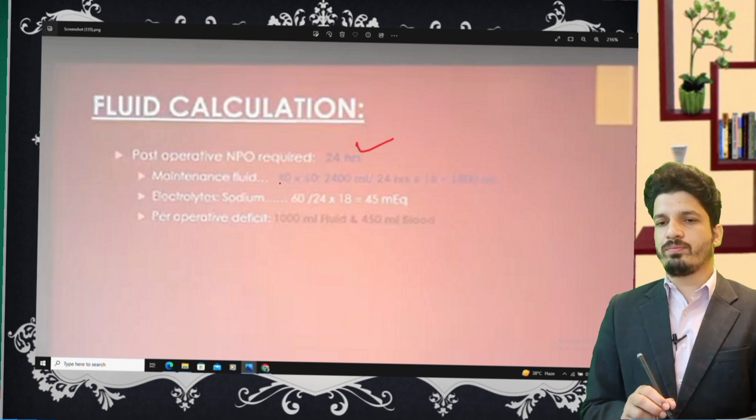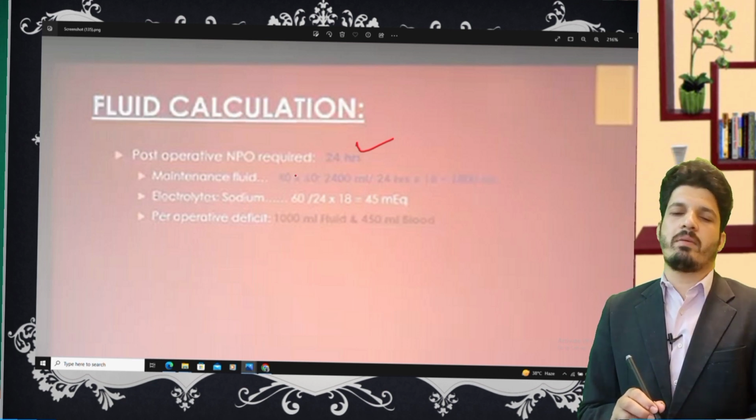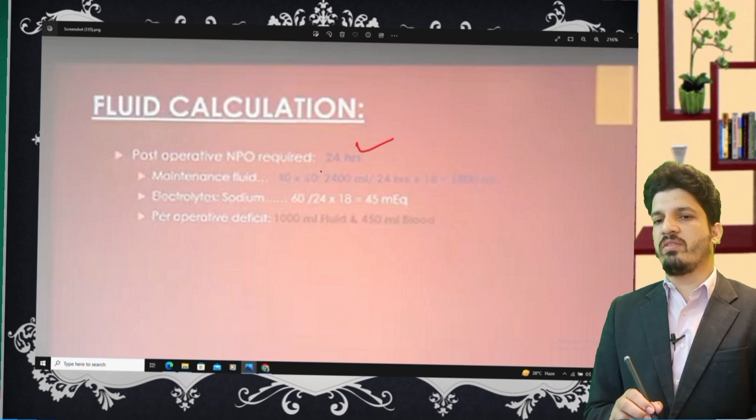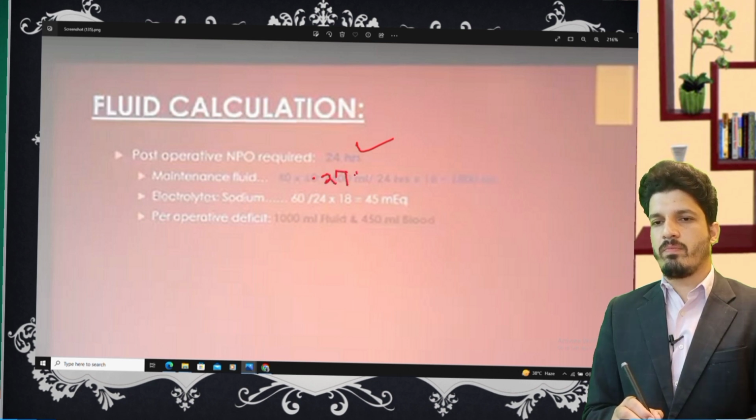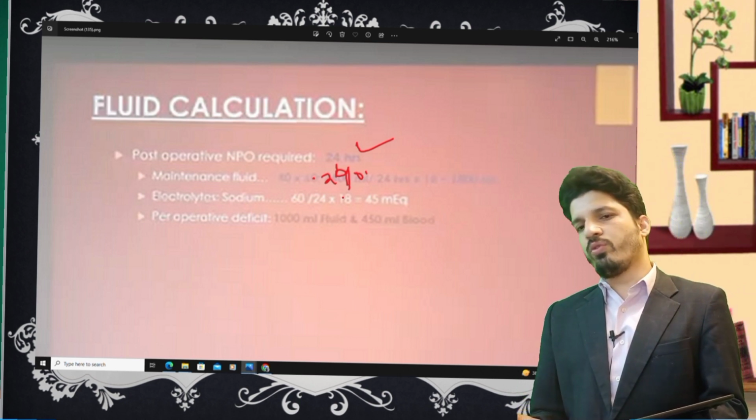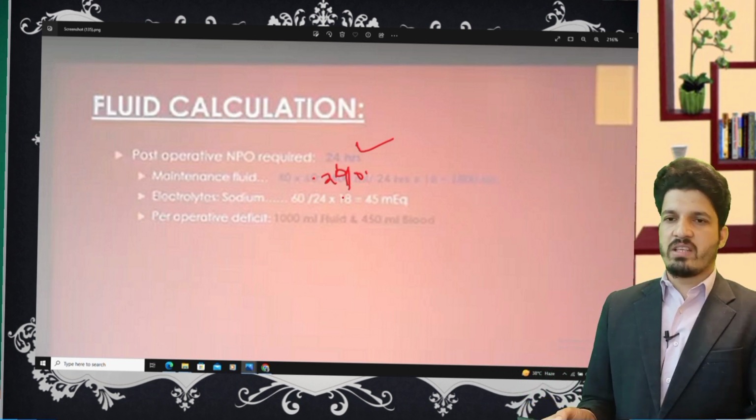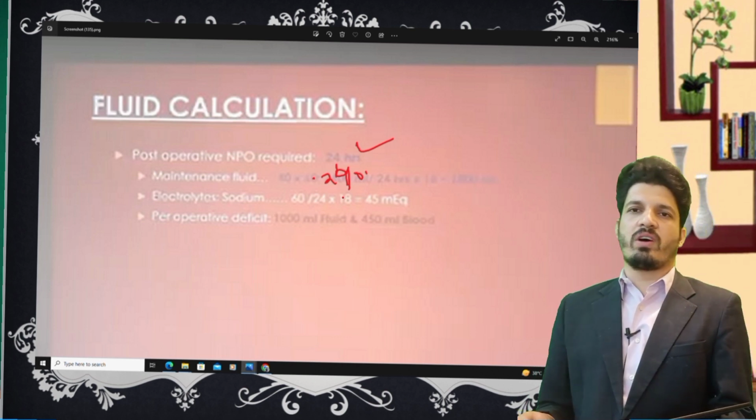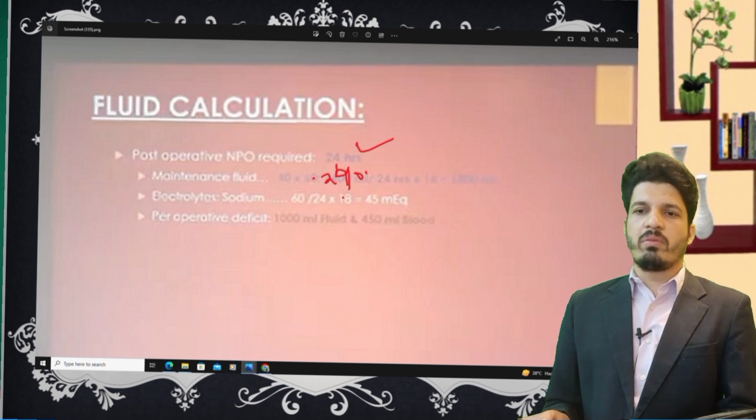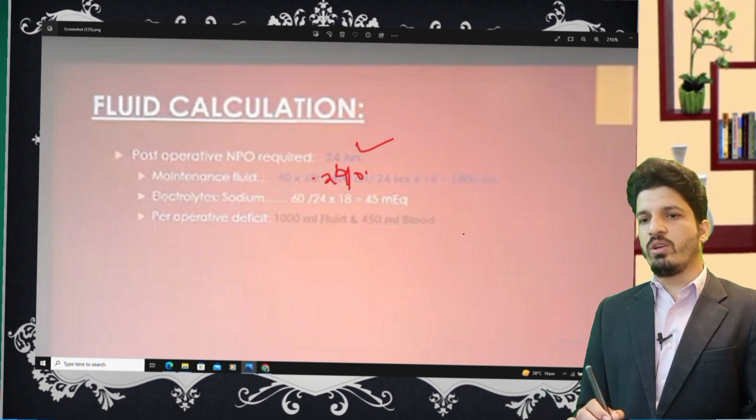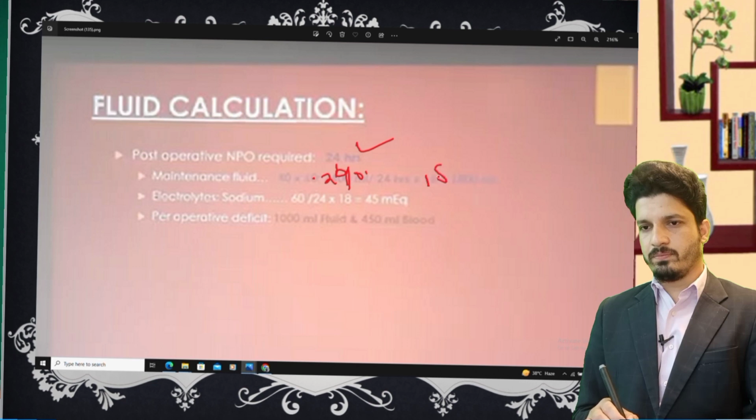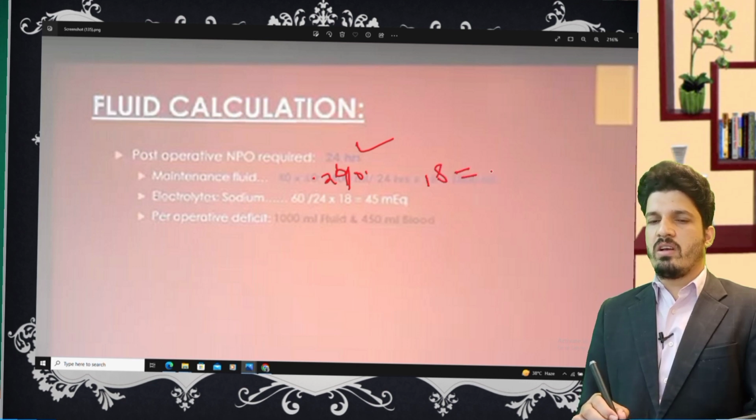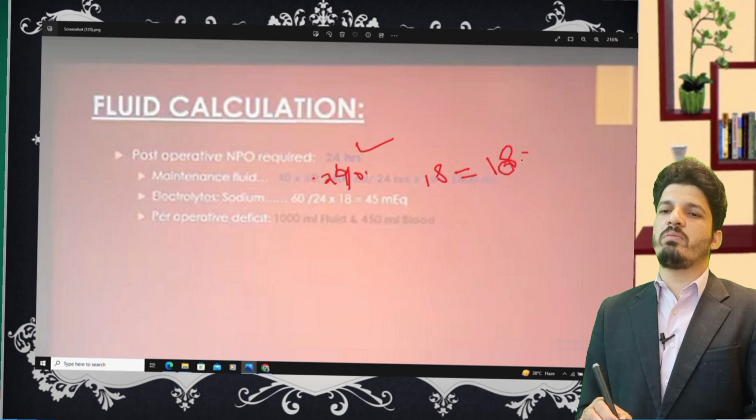and for the maintenance fluid, we will multiply the weight with 40, it will become 2400. Okay, definitely 2400 is for 24 hours, and we will divide it by 24. So we will get the value for 1 hour, and we will multiply that value with 18, and our value will be 1800.